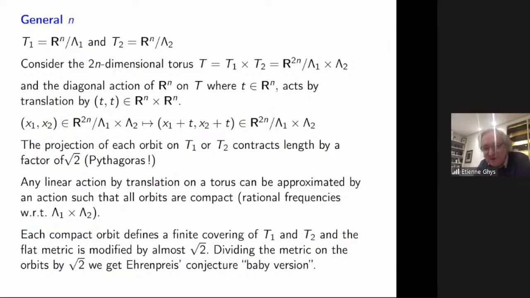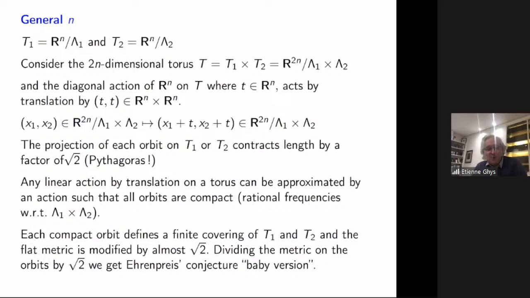So you see that in this simple and naive example, I could rephrase the Ehrenpreis question in terms of approximating a foliation by another foliation which has the property that all orbits are closed.